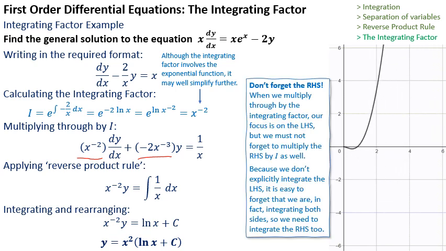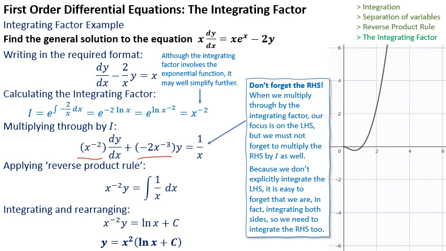A couple of extra points I want to make. The right-hand side is the bit that tends to be forgotten in this. Our focus is on the left-hand side throughout this entire process. Once we've got it rewritten in the required format, the left-hand side is what matters. That's the side we look at when we figure out the integrating factor. That's the side that we apply reverse product rule to.